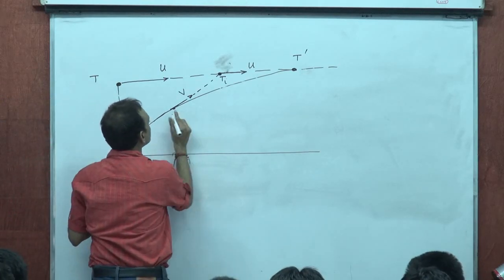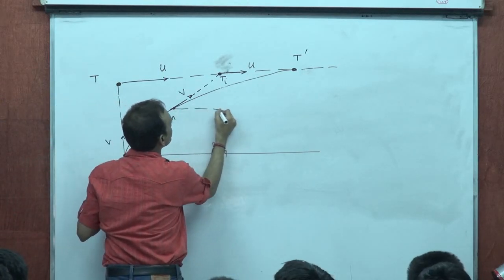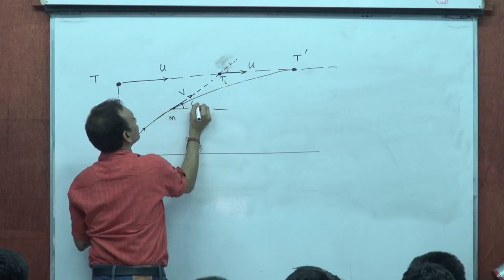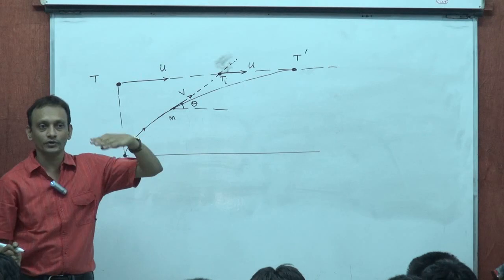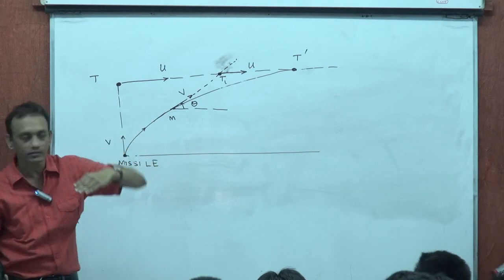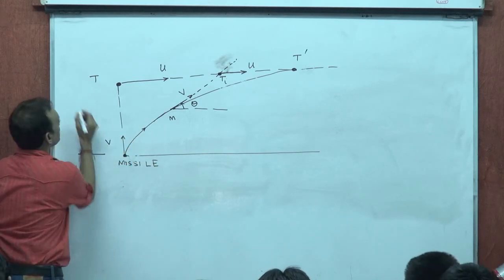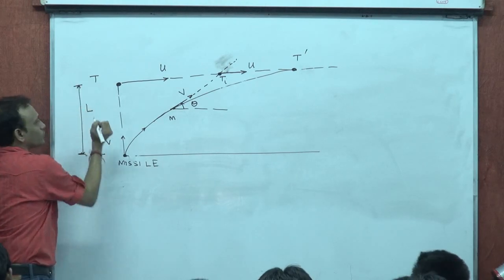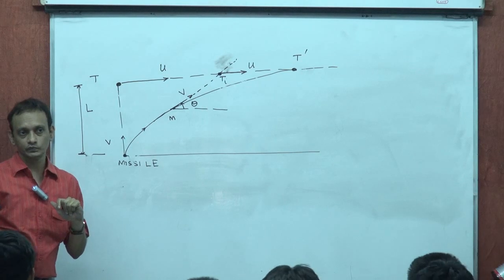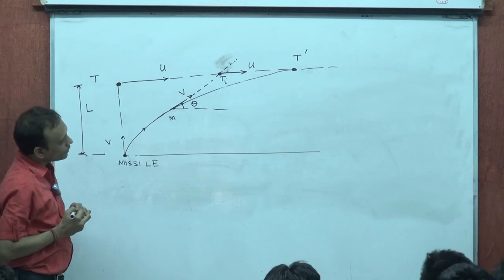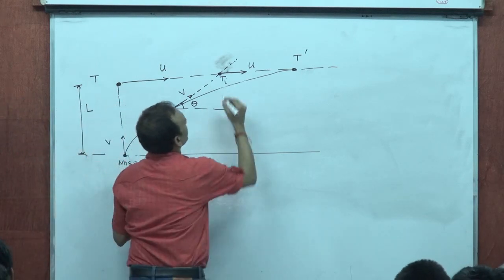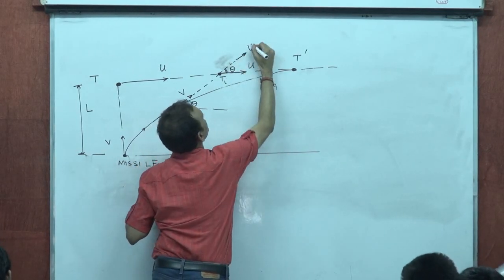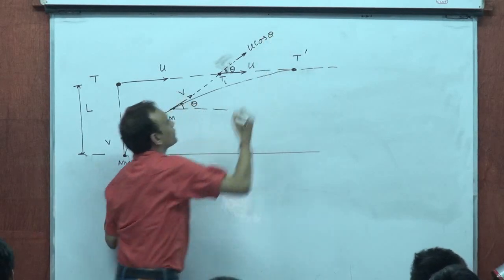Now, what's varying is this angle theta during the journey. This is constantly varying, right? And let's say the initial separation between the target and the missile was capital L. Now, this angle is theta. This is u cos theta, right?